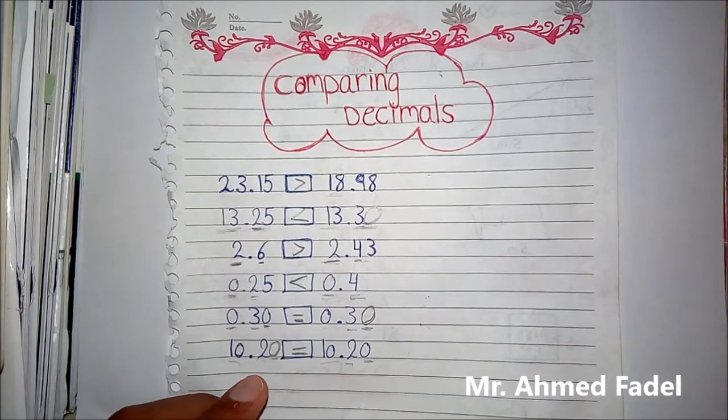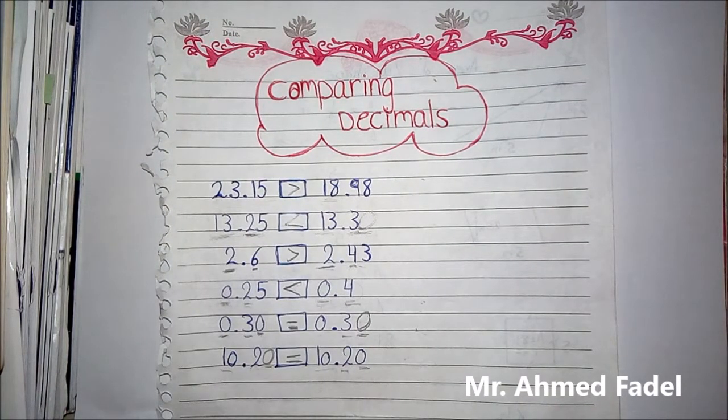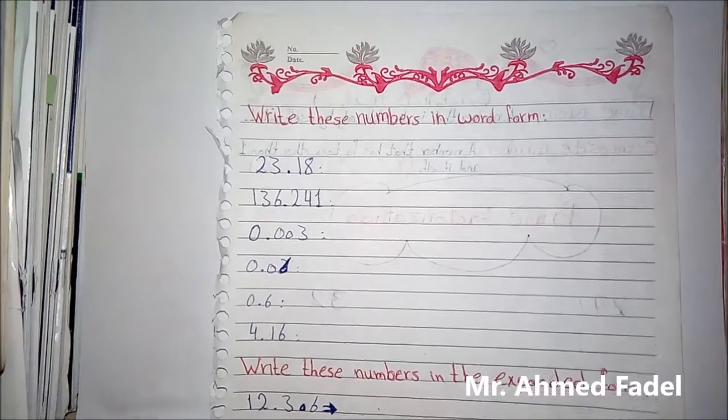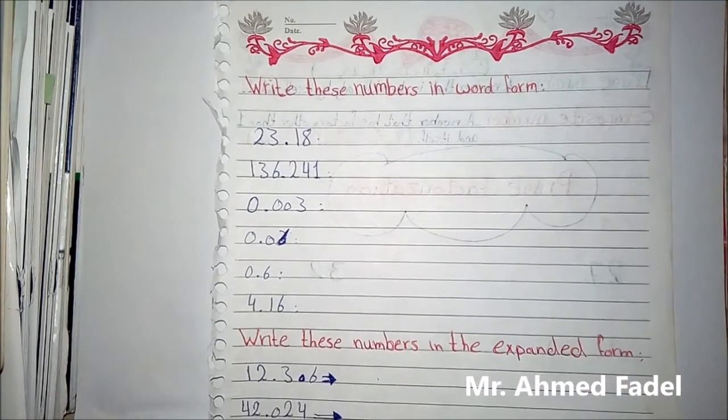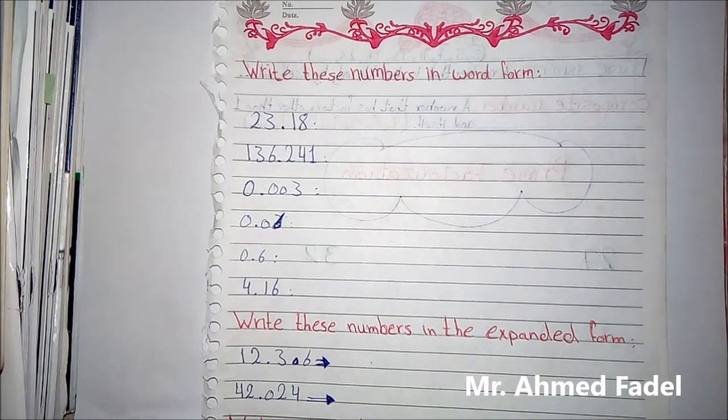This is everything about comparing decimals, and now we're going to move to a different thing, which is writing numbers in word form.